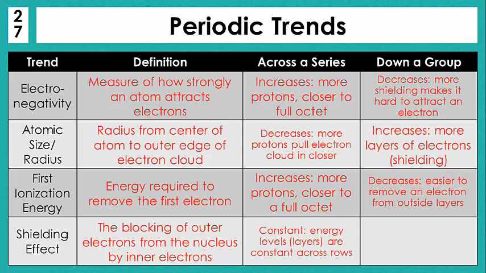The shielding effect is constant as we go across a row. This is because there is a constant energy level across a row. So we're not getting any more layers, so the shielding effect stays the same. This is kind of like if you're at a concert, the people who are in the same row as you aren't going to cause any more shielding. If we go down a group, however, we're getting more and more layers, more energy levels, and this is going to cause the shielding effect to be much stronger.